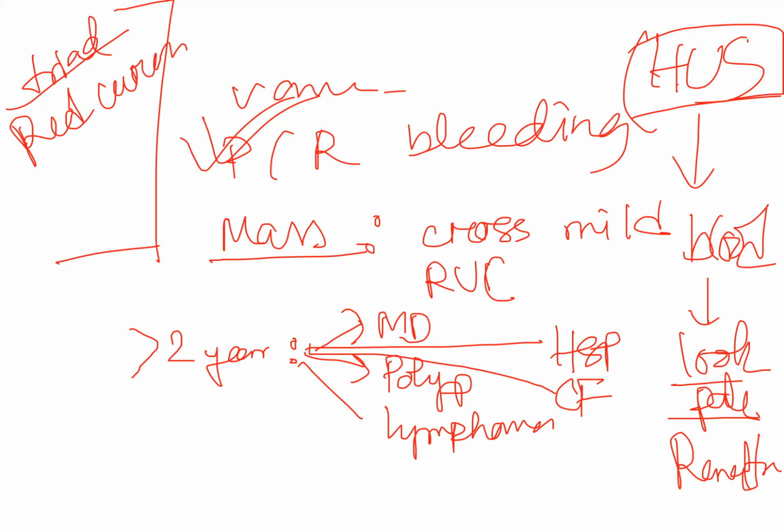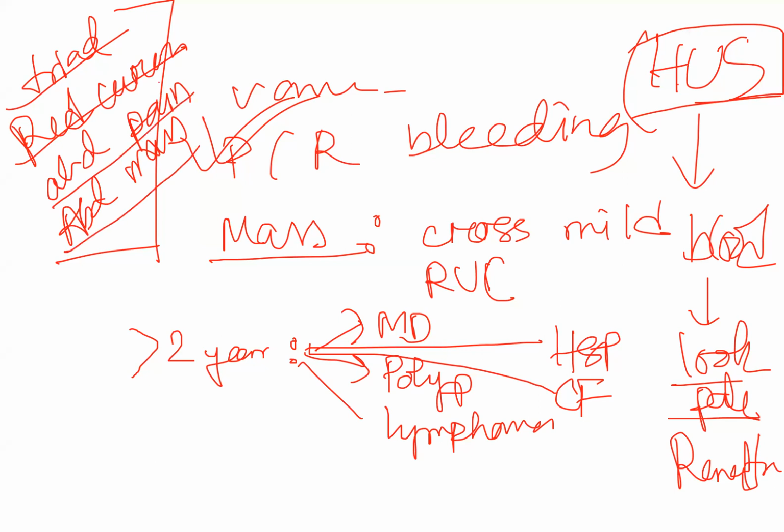And then another part of the triad is recurrent abdominal pain and abdominal mass. Remember this: red currant jelly stool, abdominal pain, abdominal mass. But how can you differentiate it from HUS? A very important thing here: the child's hemoglobin will be normal, usually not low.